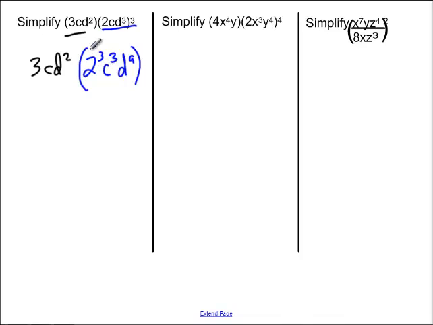And just for clarity's sake, I'm going to put a parentheses around here because that had parentheses up here. Now, let's see what we do. We've got 2 cubed gives us 8. 8 times 3 is 24, and that's our number. C to the first power times c cubed is c to the 1 plus 3 is c to the 4th power. D squared times d to the 9th power is d to the 2 plus 9 is d to the 11th power. If you want to pause, we can go through these yourselves and we'll see what we can get.